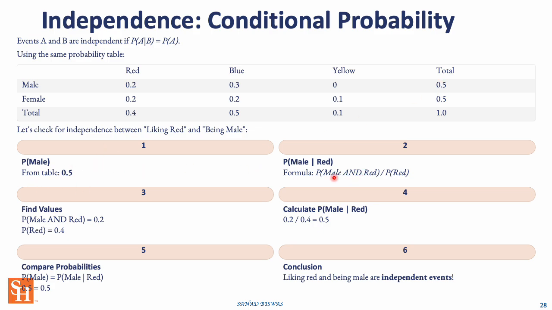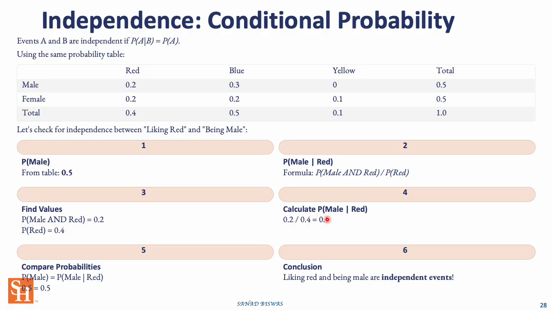Then we also need the probability of male given red, and how we can determine that. That's basically equal to the probability of male and red, divided by the probability of red. We already know this formula. So first we find the probability of male and red, which is 0.2, and the probability of red is 0.4. Now to calculate the probability of male given red, we just divide this by this. So 0.2 over 0.4 gives us 0.5.